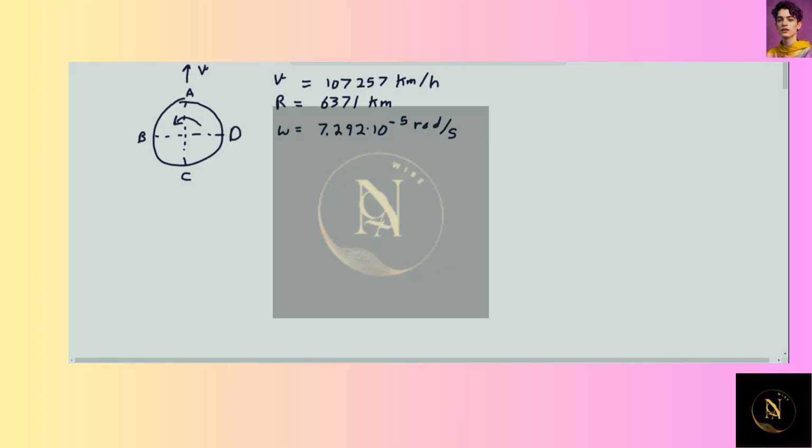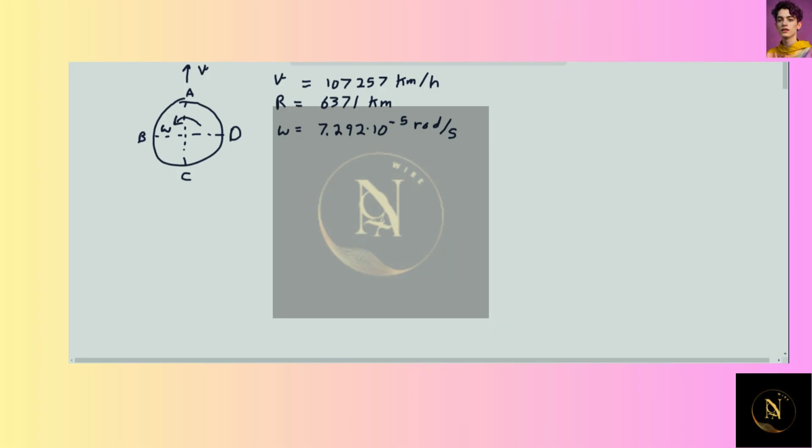Okay, in this question, we have the Earth, it's rotating, and it's moving with a velocity of about 107,000 kilometers per hour. Its radius is about 6,371 kilometers, and it's rotating with an angular velocity omega of about 7.29 times 10 to the minus 5 radians per second. We want to know the velocities of points A, B, C, and D.